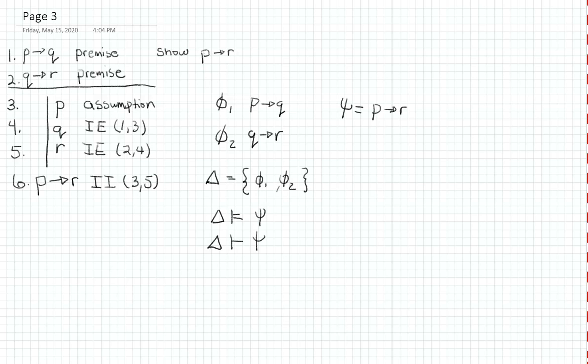Okay, so I've said a lot, and I just want to wrap up by saying this. The two premises, P implies Q and Q implies R, or phi 1 and phi 2, if they are true, then that requires, through our logical system, that psi must be true. Another way to say that is, phi 1 and phi 2, the set delta, entails psi.